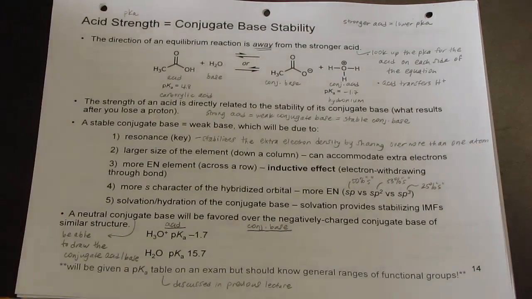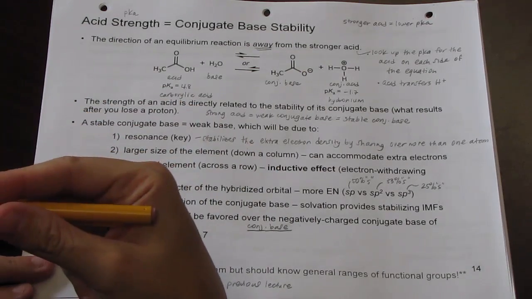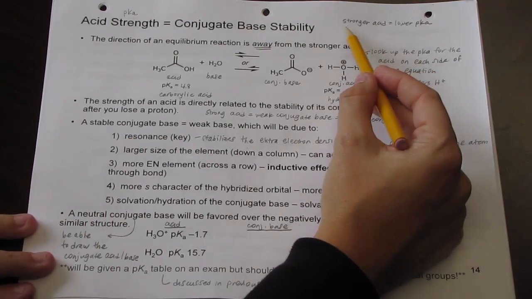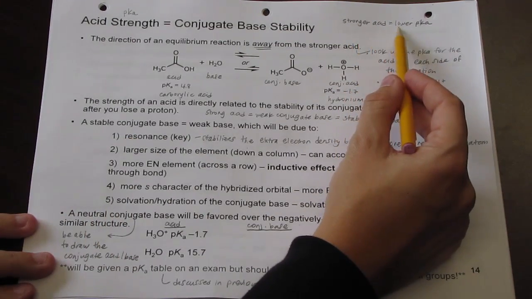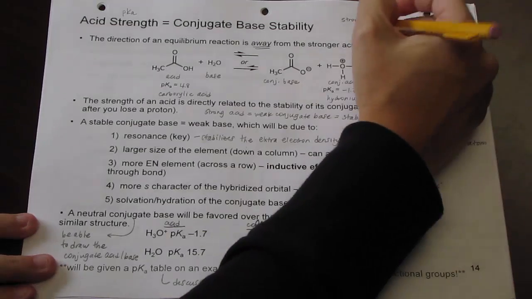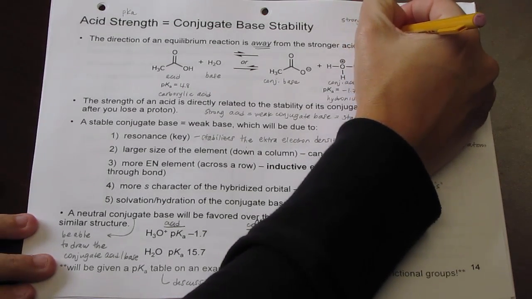But you should be familiar with general ranges and what the different types of functional groups are in relation to pKa. And so let's keep in mind that a stronger acid has a lower pKa, and an acid is a H+ donor.